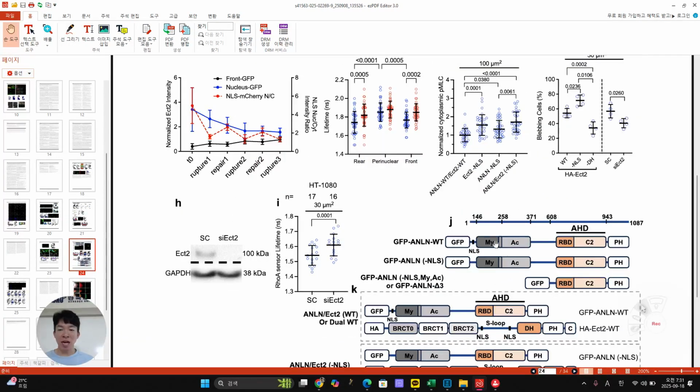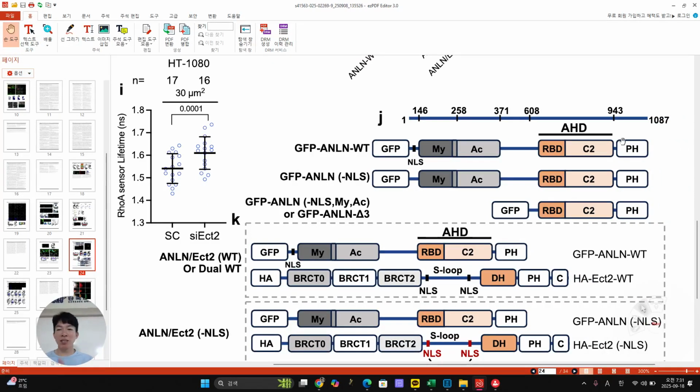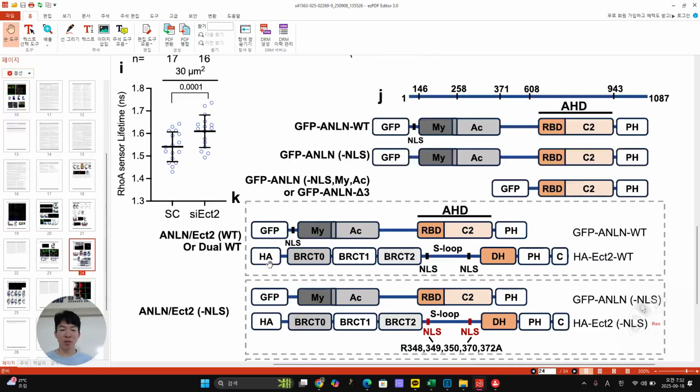Okay, and then this is anillin. Anillin has this normal type anillin, and here there is a domain like a ligand peptide sequence. So when they remove the NLS, this is gone. And when they remove the NLS and the myosin actin binding domain, which is called delta 3, myosin actin binding, and then NLS, they cut this part and make it very short. This is how they are making the domains. That is the combination.